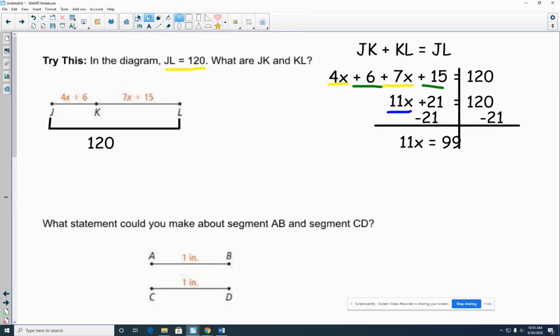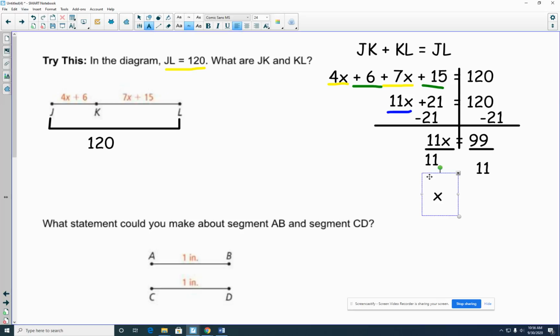Okay, so bring this over. Right? I have to keep my equation balanced, and x is not by itself. So to get x by itself, divide both sides by 11. And now I have divide by 11, divide by 11, and x equals 9. All right, so now I have the value of x.